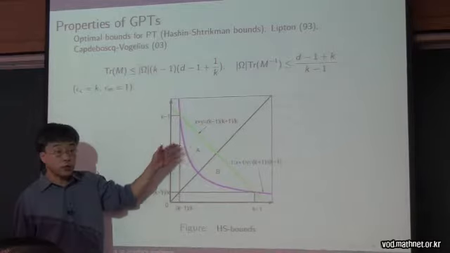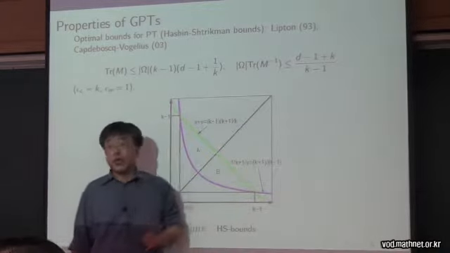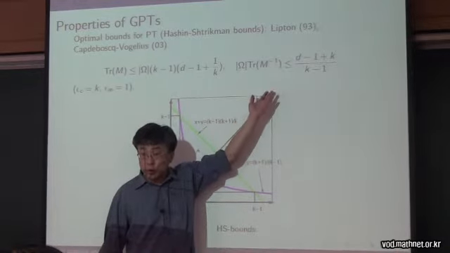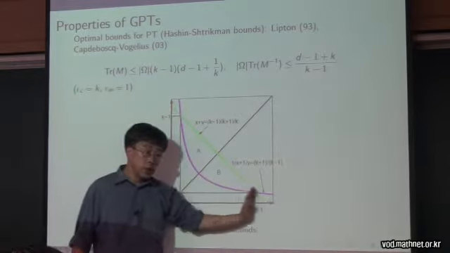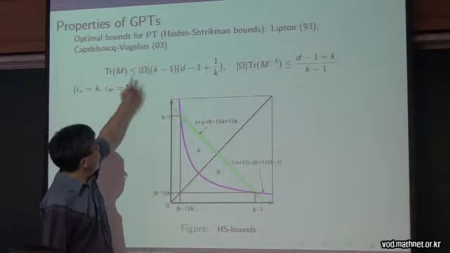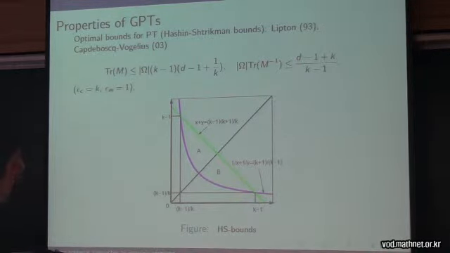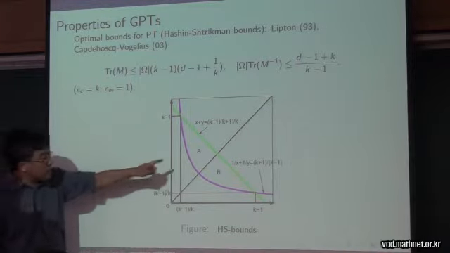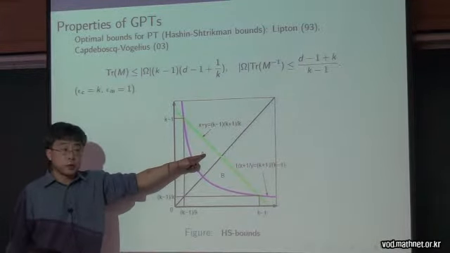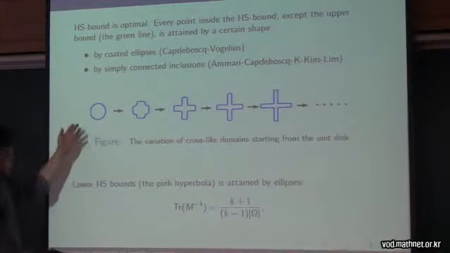So the trace is a sum of these two eigenvalues, and they are below this green line, and the trace of the inverse satisfies this. This trace of inverse is 1 over lambda 1 plus 1 over lambda 2, right? So this is a hyperbola. And in between, I mean, the eigenvalues should lie in between these two curves. And this is optimal, in the sense that any point inside this is an eigenvalue of a certain polarization tensor. Right? This was proved by Capdeboscq and Vogelius, and we also proved it.